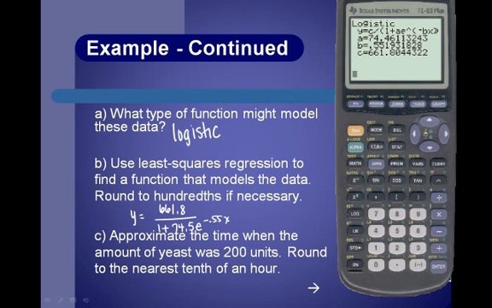Well, now if they gave us the x value, or the number of years, then we would plug it in for x. Because they're giving us the amount of yeast, that means we're going to plug it in for y, so we would get 200 is equal to 661.8 over 1 plus 74.5 e to the negative 0.55x.